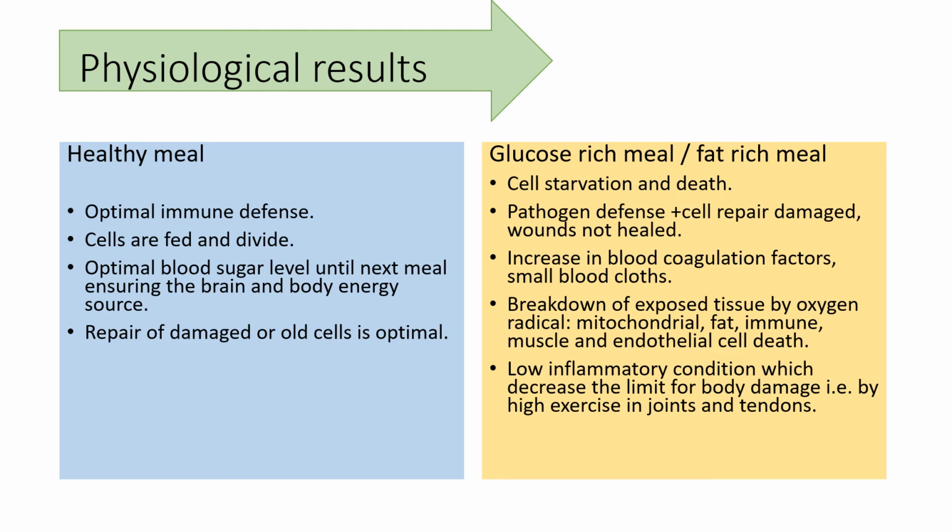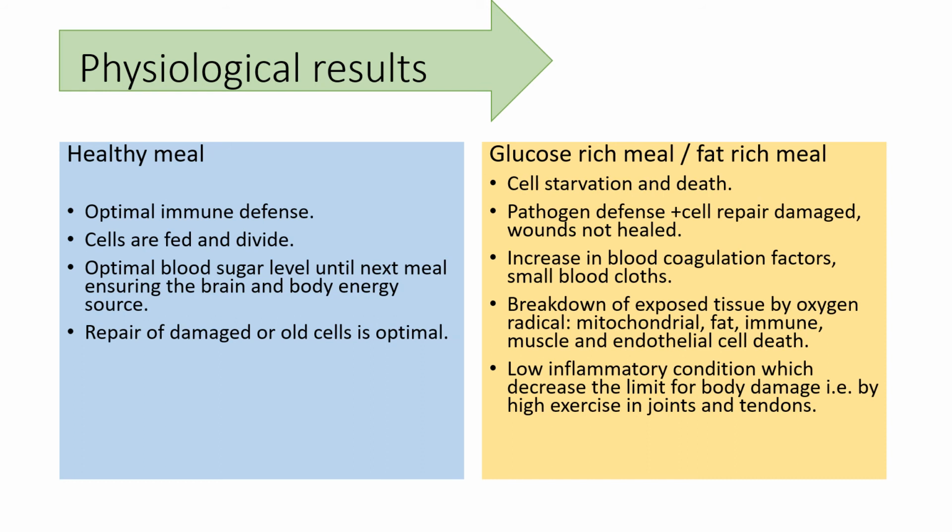The lipid-induced coagulation factors will after a meal result in circulation of micro blood clots and thereby initiate or continue the well-known circulatory diseases, also named heart diseases, caused by lipid intake. The free oxygen radical will result in breakdown of the local tissue, such as the mitochondria and the cell. This is measured as mitochondrial, fat, immune, muscle, and endothelial cell death.